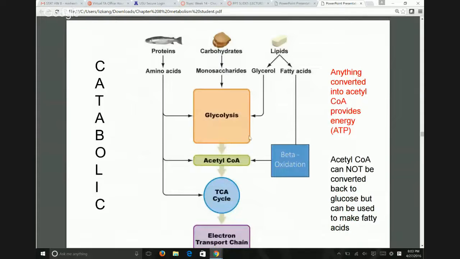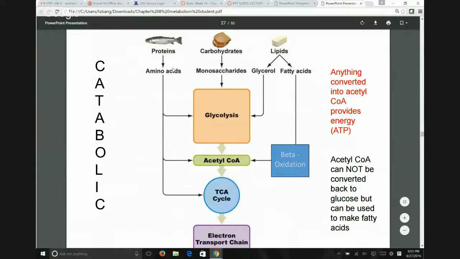Okay, so this is like a master map. Protein gets broken down to amino acids in our stomach and GI tract. It can go through glycolysis, it can become acetyl CoA, or it can go to part of this cycle too. You don't need to know this. You just need to know that anything that can be converted into acetyl CoA can provide energy. That's why protein, carbohydrate, and fat are the 3 sources that give us energy. Vitamins and minerals don't do that, right? So this is like a master map of the catabolic process.